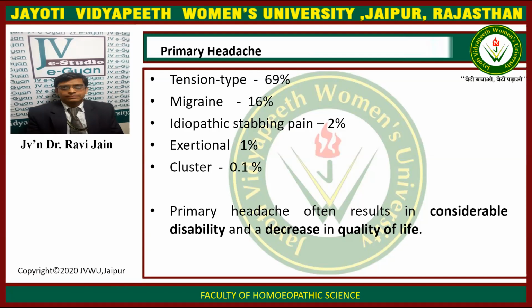So let's remember one more time, let's revise it. The different types of primary headache. Number one is tension type headache, the most common type of headache. Second one is migraine, that is the second most common type of headache. Then we have idiopathic stabbing pain, the cause is not known. Fourth is exertional headache, that is relieved by rest. And fifth is cluster headache, that is 0.1%. In the next lecture, we will be discussing tension, migraine, and cluster headache.